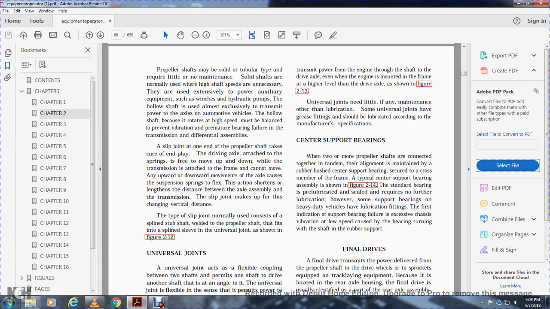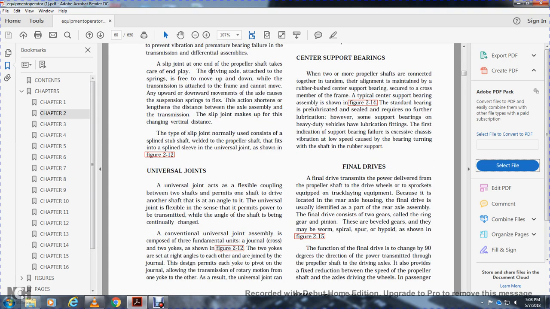Center support bearings join two or more propeller shafts together in tandem and maintain fair alignment. The rubber bushing centers the supporting bearing, which is mounted on the cross member of the frame. The typical center support bearing assembly is shown in figure 214. The center bearing is pre-lubricated and sealed, requiring no further lubrication. However, some support bearings have a lubricating fitting for first installation. Support bearing failure causes excessive chassis vibration along with speed, from the cup of the bearing turning on the shaft of the rubber support.